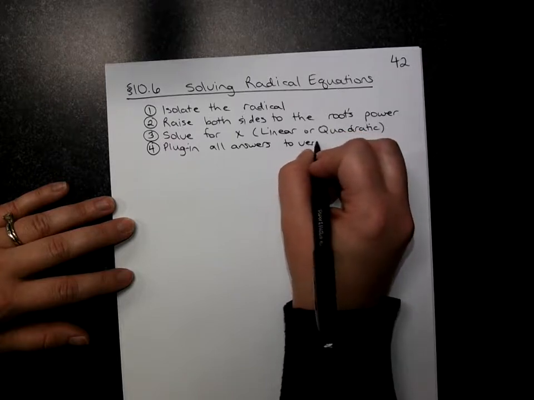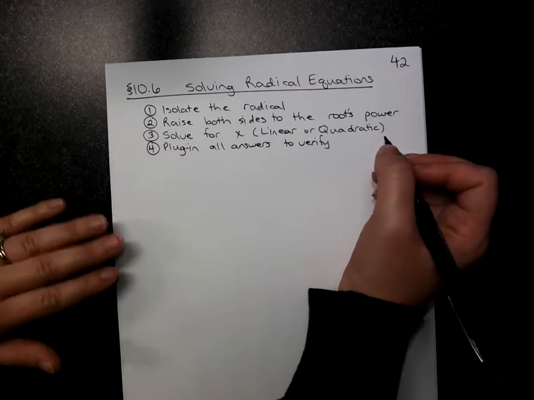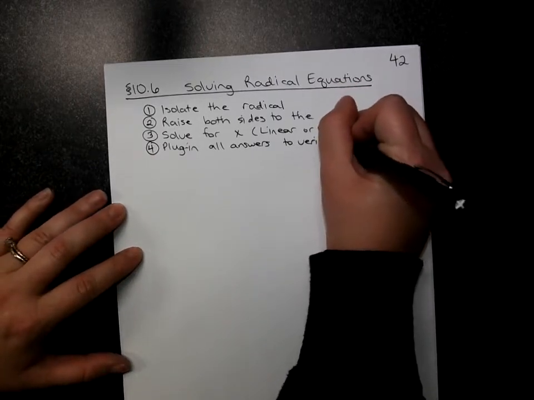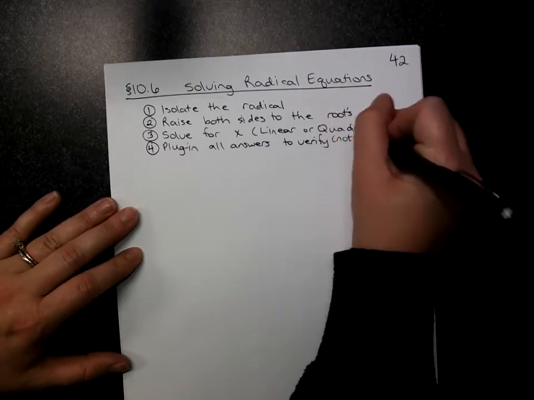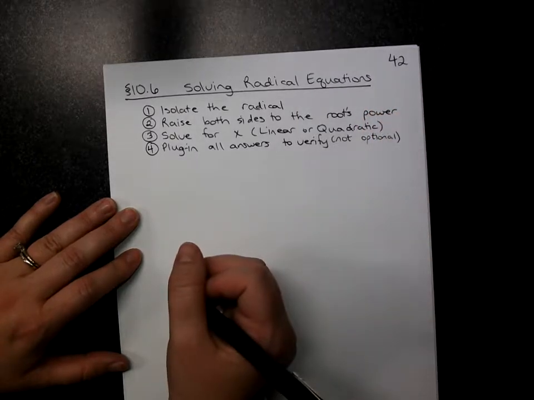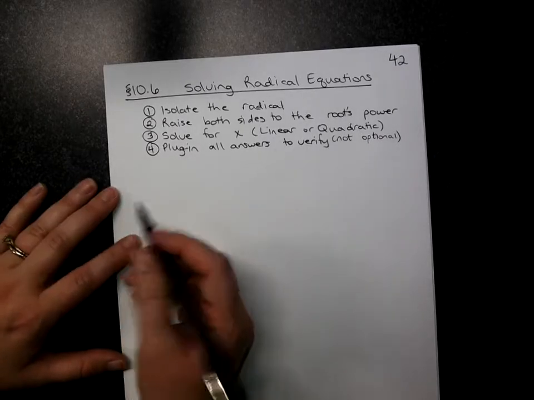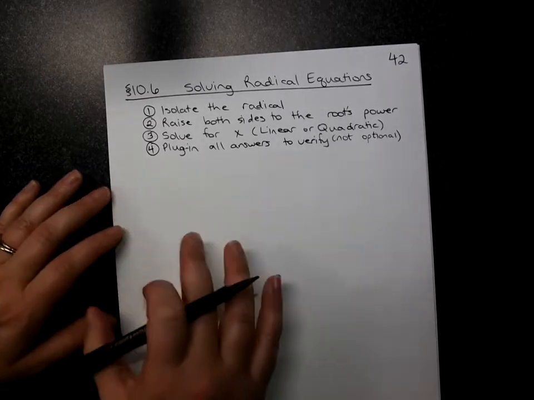To verify that they work. Now with radicals, it's kind of weird. Sometimes they work and sometimes they don't. So this is not optional. It's always good to check your work, but for this one you actually really have to verify your work before you move on. So you plug in all your answers to verify. If it doesn't work, it's not a solution.